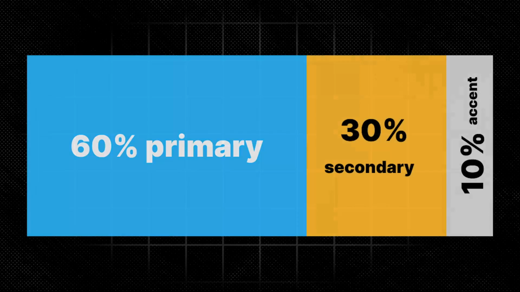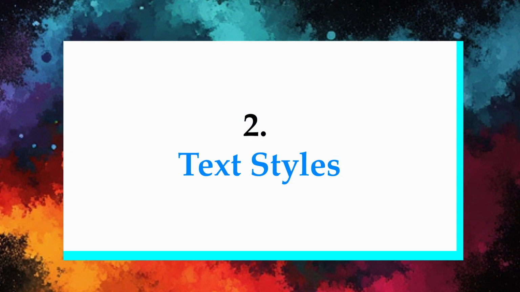60% for your primary color like backgrounds, 30% for secondary like UI elements such as buttons, and 10% for accent color, that is call to action buttons and highlights. This will ensure your design feels balanced and visually appealing. To take it further, you can define specific colors for specific uses. For example, primary blue for headings, secondary gray for body text, and accent orange for buttons. With this system in place, any changes to your design can be done in one go, instead of going element by element.